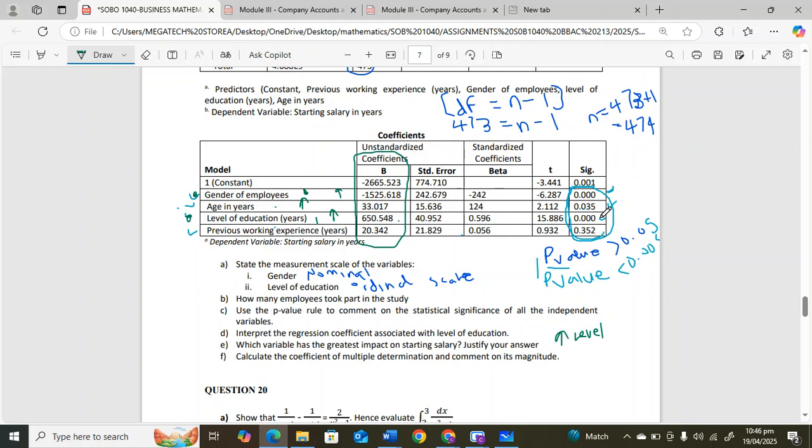Because the p value is telling us the relationship this independent variable has with the dependent variable. So the gender of employees and level of education have got the most significant relationship amongst the other variables. So we can assume that they have the most impact. Any questions?